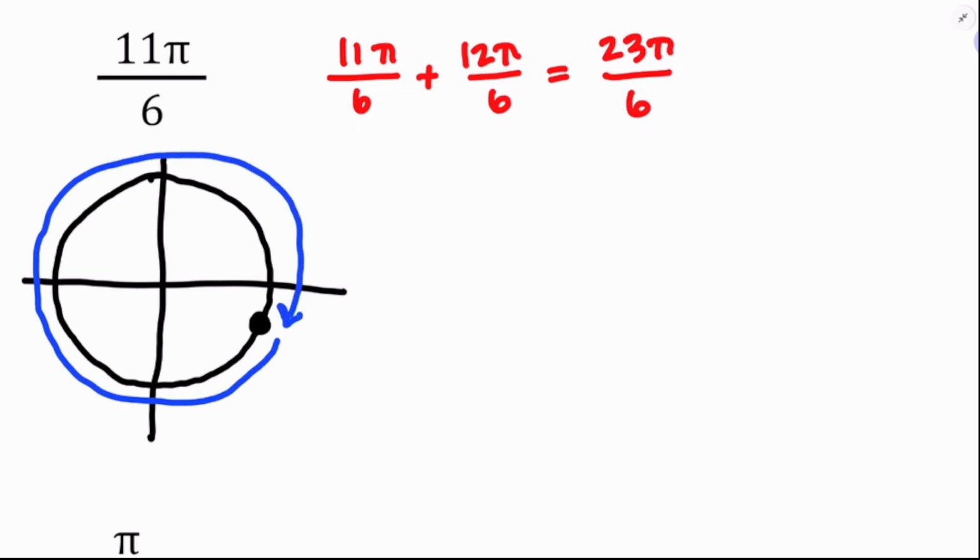It looks like negative pi over 6. And I think it's probably actually easier to think about it just looking at it than it is to think about the fraction arithmetic. But it's also good to see how it works on that level too. So 11 minus 12 is negative 1 pi divided by 6.